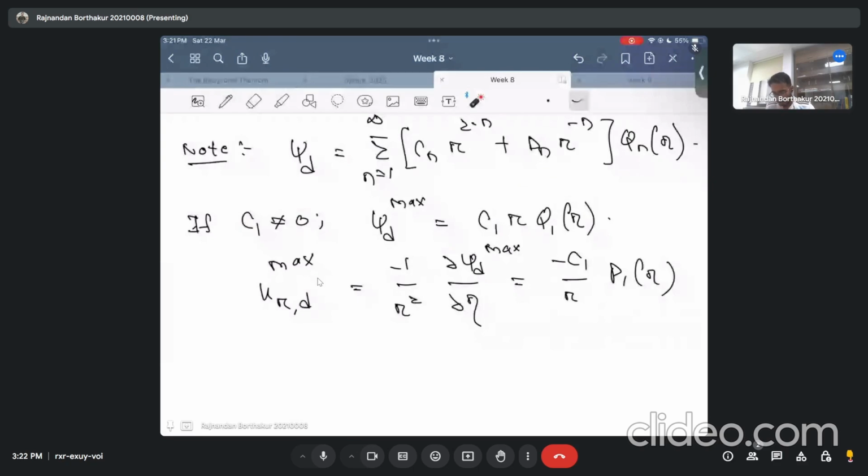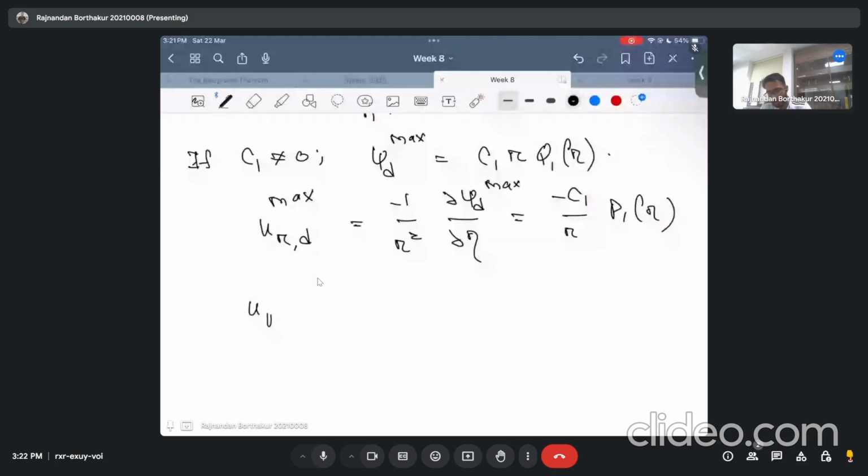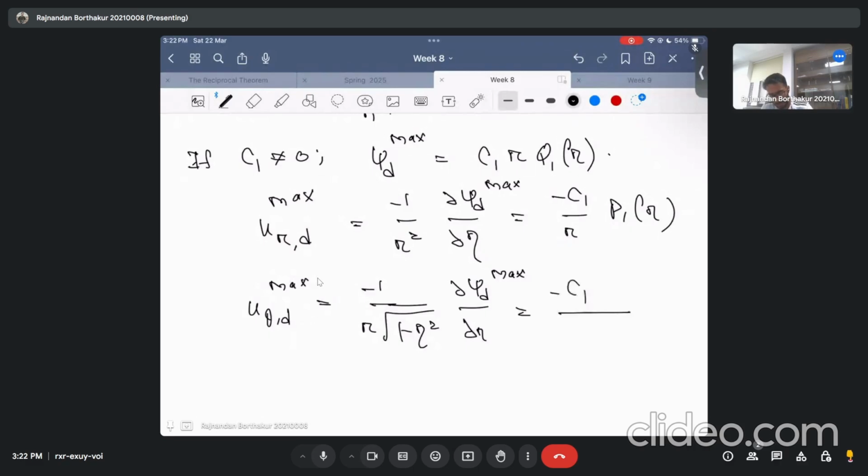And similarly, if you calculate this u theta d max based on the psi d max, it will be minus 1 by r square root of 1 minus eta square times del psi d max by del r. If you do this calculation, you can see that it comes out to be equal to minus C1 Q1 by r times square root of 1 minus eta square.